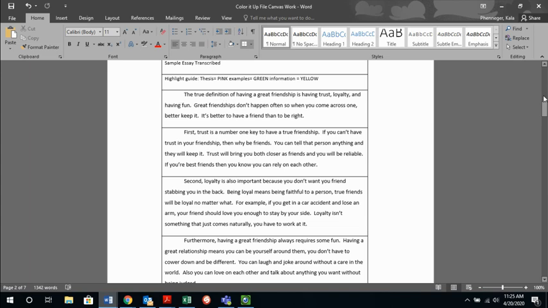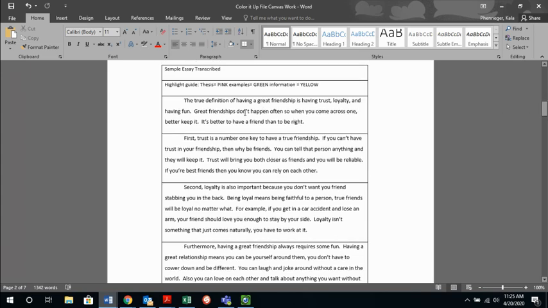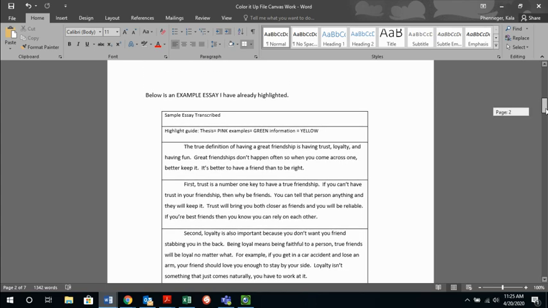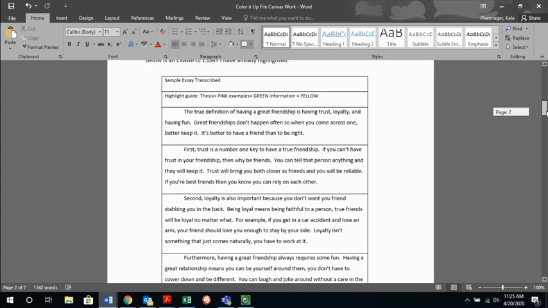We'll just start from the top and work our way through. It says, the true definition of having a great friendship is having trust, loyalty, and having fun. Great friendships don't happen often, so when you come across one, better keep it. It's better to have a friend than to be right. This essay was asking students to describe true friendship. So their prompt said, write an essay describing true friendship and what it means to you. And this was their answer.